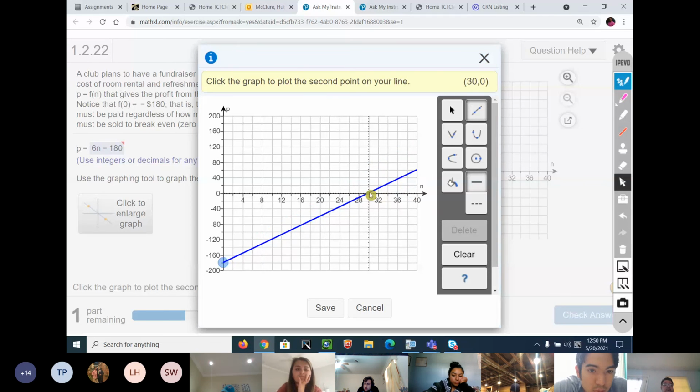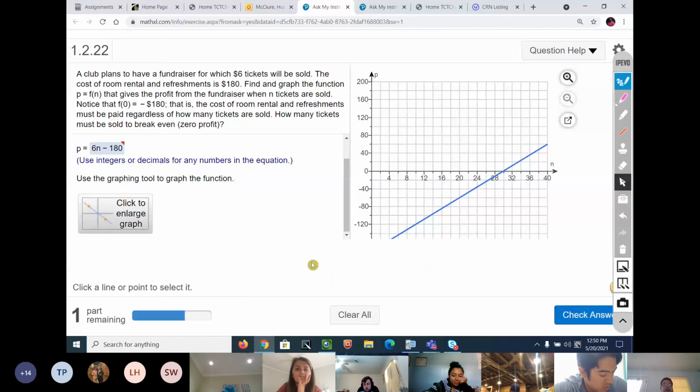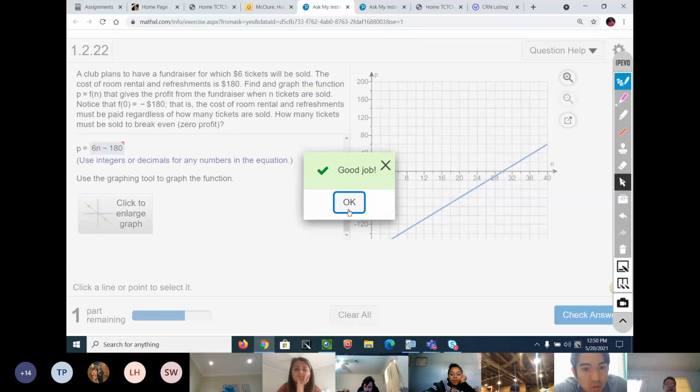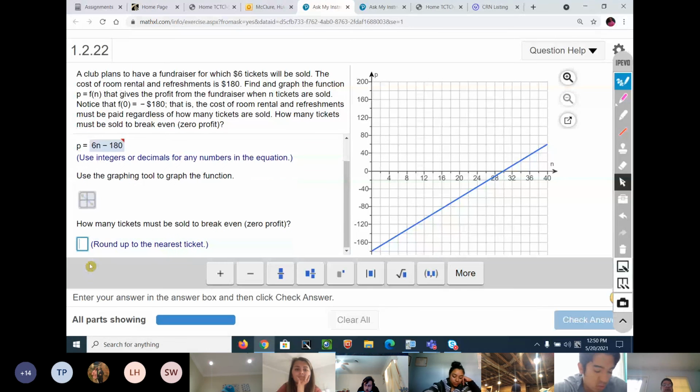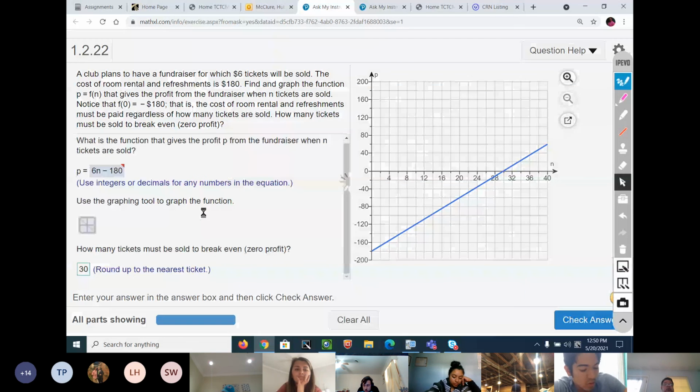I like that question. How many tickets? We already said that. 30. We already answered all these questions. I like this question. That's a good test question. I need to go put that on the test.